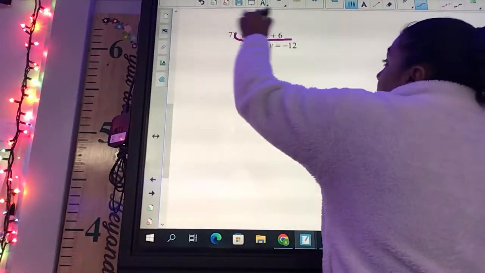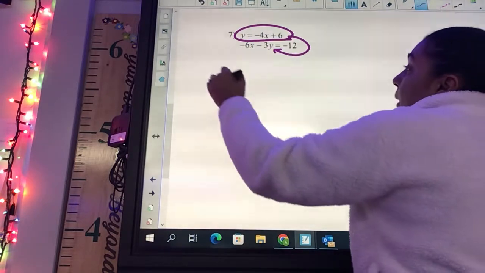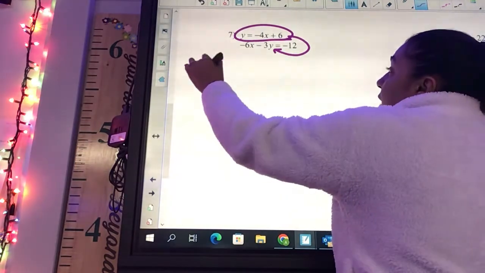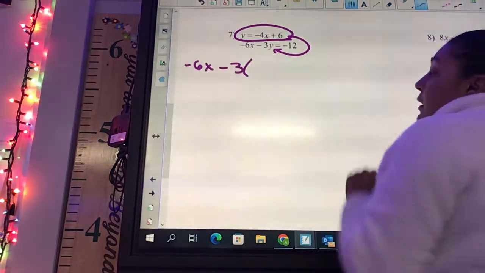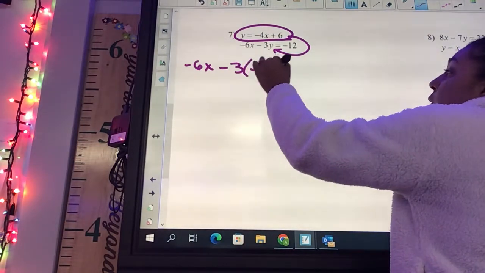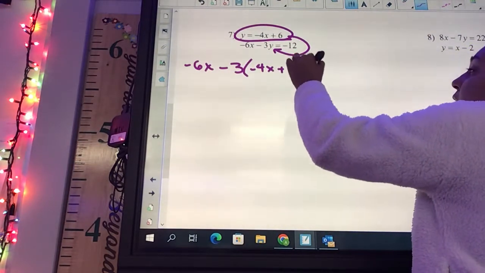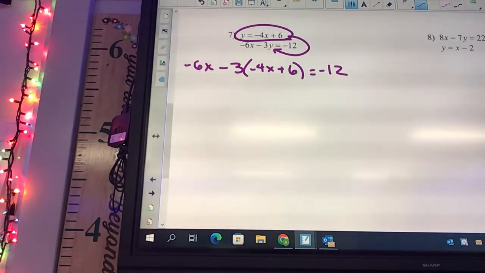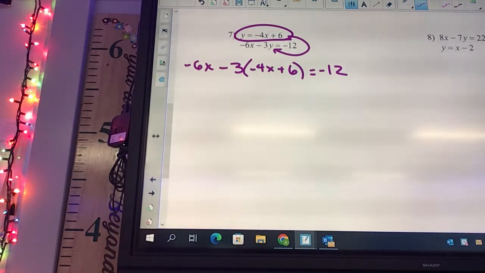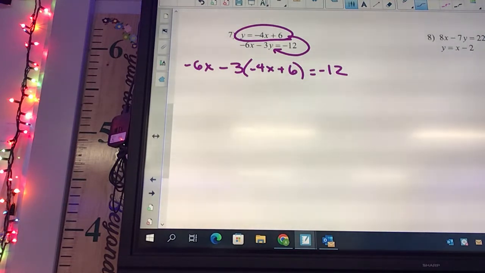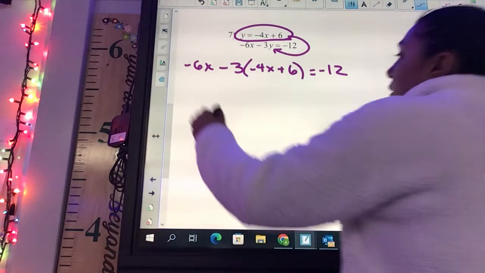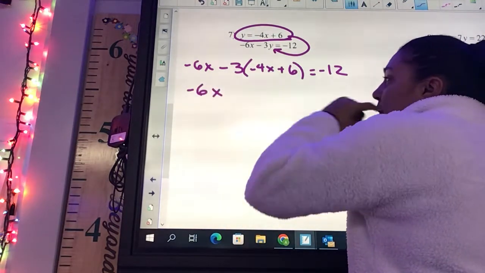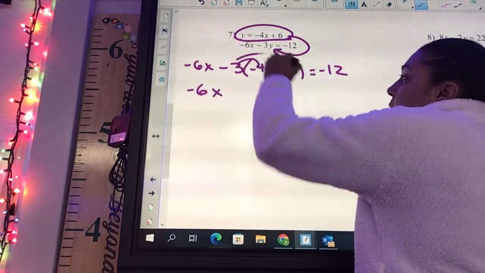Okay, number 7, same thing. We're gonna circle and plug into the other one. Okay, so it's gonna look like -6x minus 3, and instead of y, I'm writing -4x plus 6 equals -12. Okay, should you get a fraction or decimal? No. Okay, do not erase on your test. If you got something and you don't know, okay, leave it on there and raise your hand and I'll come look at it with you.